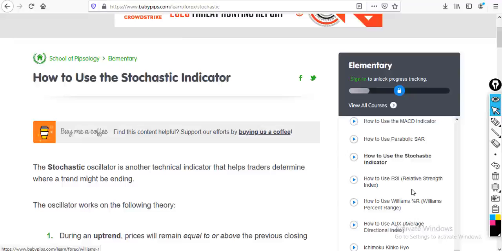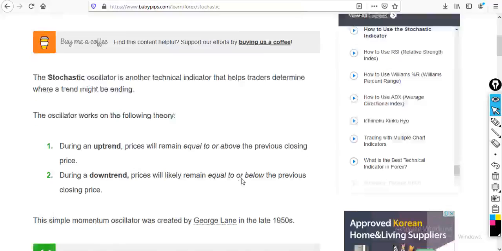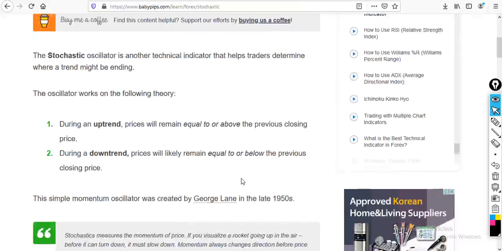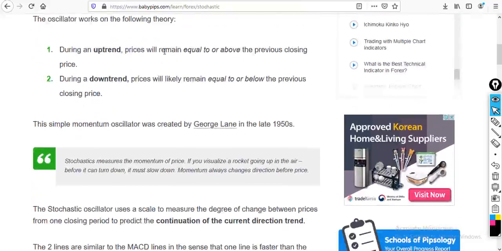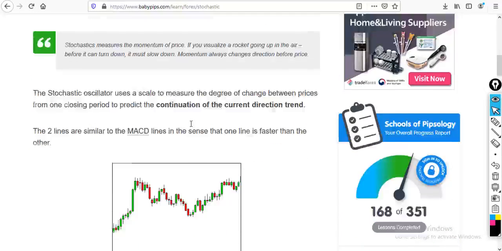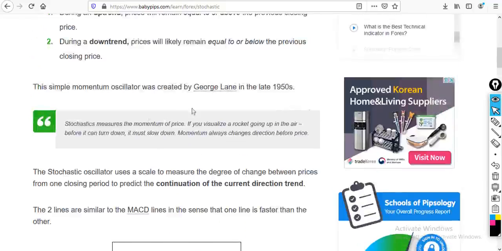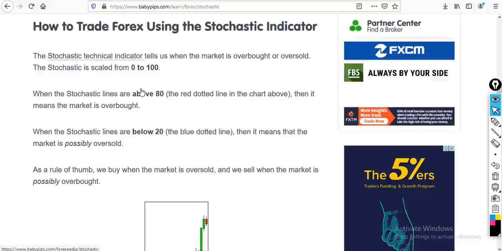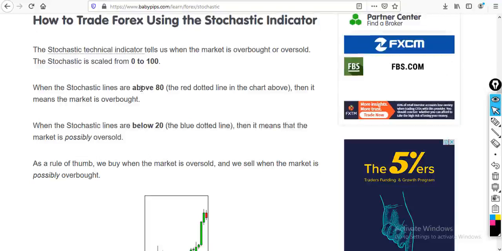So how to use the stochastic indicator. It helps traders determine where a trend might be ending, either to the upside or downside. During the uptrend, price will remain equal to or above the previous closing price, and during the downtrend, price will remain equal to or below the previous closing price. We don't want to go into the history of how it was, we don't really need to. So how to trade forex using the stochastic indicator.